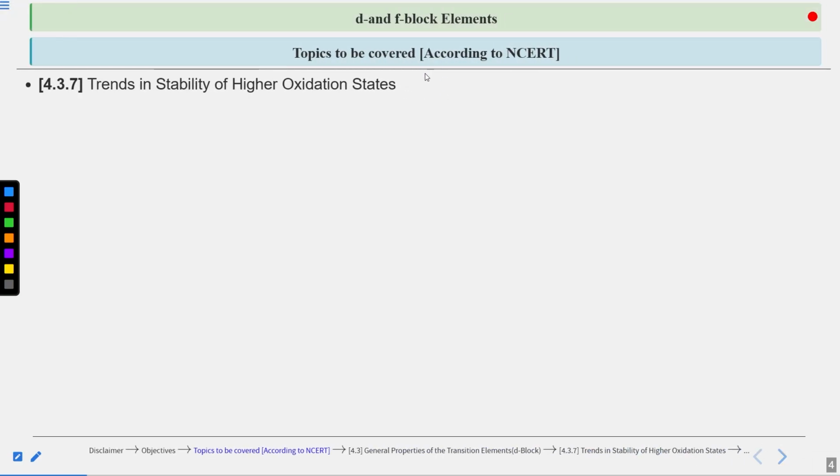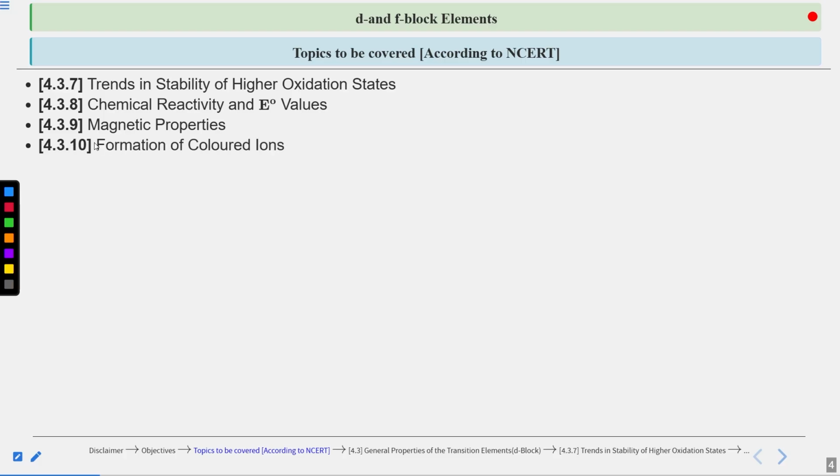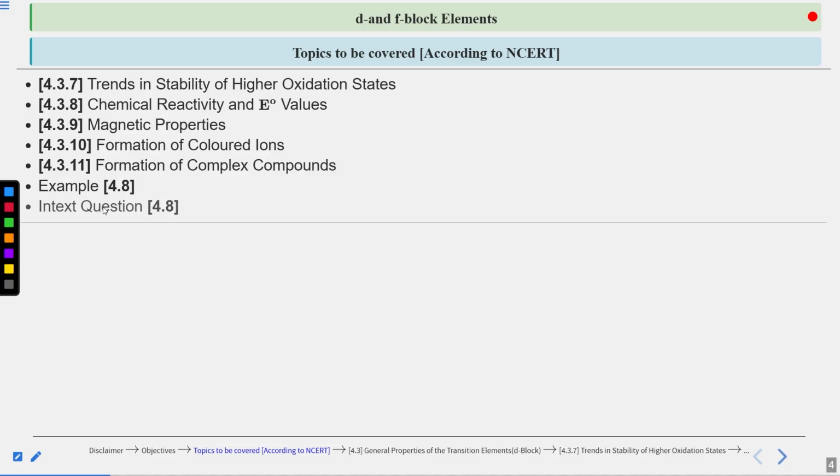The topics that we are going to cover today, according to the NCERT, are subsection 4.3.7, which is trends in the stability of higher oxidation states, 4.3.8, which is chemical reactivity and the E0 values, 4.3.9, magnetic properties, 4.3.10, formation of colored ions, and 4.3.11, the formation of complex compounds. Then we will cover one example, 4.8, and an in-text question, 4.8. So let's begin.